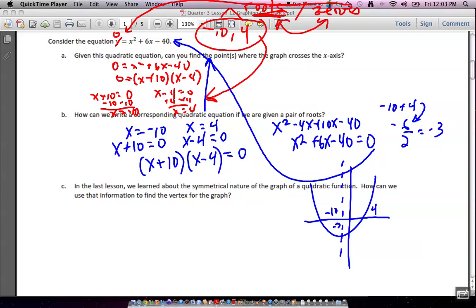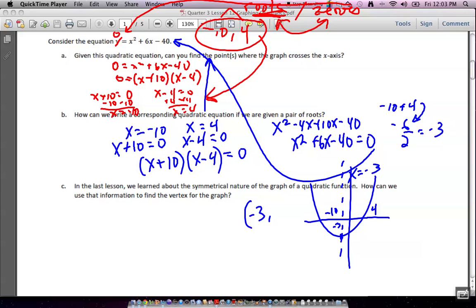Now, since this is the axis of symmetry, I would not put negative 3 as the answer. If I wanted the axis of symmetry, what would I put? Everybody? x equals -3. Now, it wants the coordinates of the vertex. Well, isn't it true that the x coordinate of the vertex has to be -3?